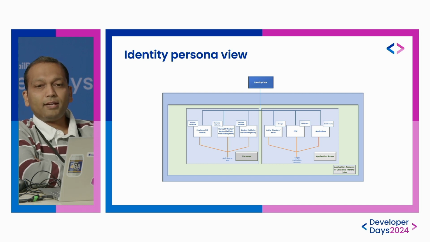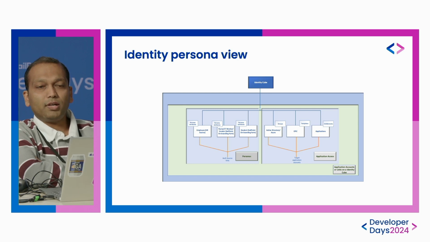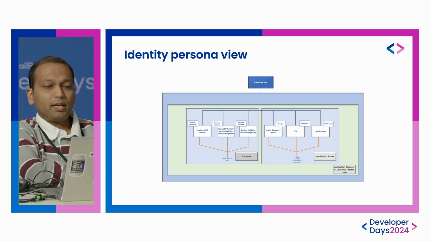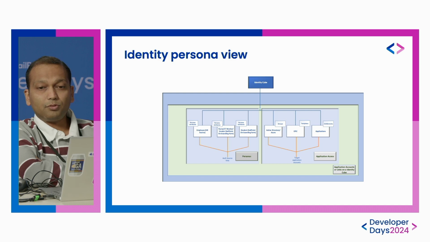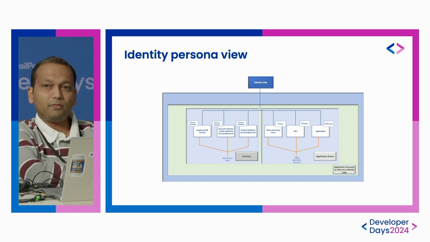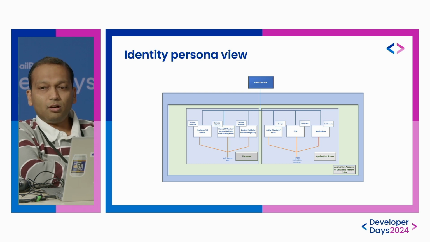On the left hand side, what you see is the personas, and on the right hand side you see the application access. A person can have a persona from an authoritative source, for example SAP, Oracle, Workday, or a person can be a non-employee persona from a CSV feed file, from a non-employee record management system, or any other authoritative system which manages personas.